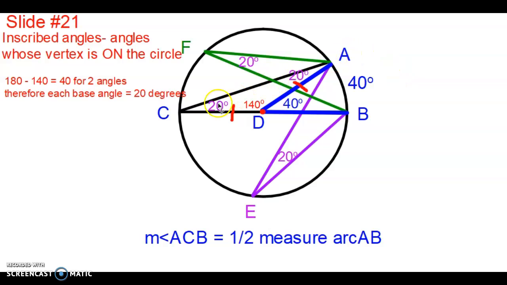But ACB is an inscribed angle, and it's half of this arc right there. That's 40. Inscribed angle is 20. That's 40. Central angle is the same. So know the difference. Central angles are the same. Inscribed angles are half.